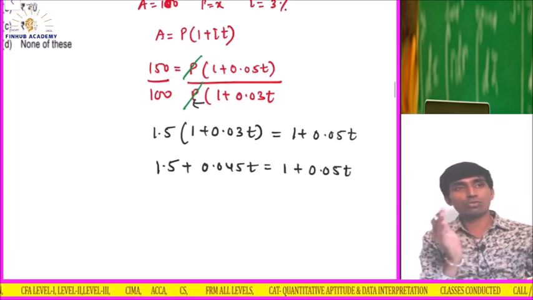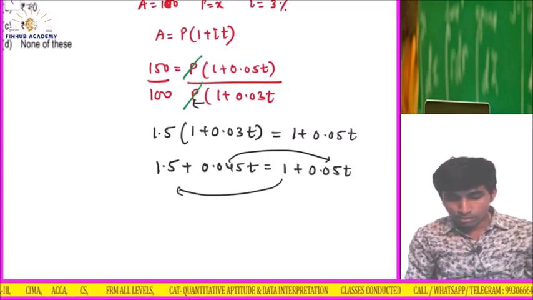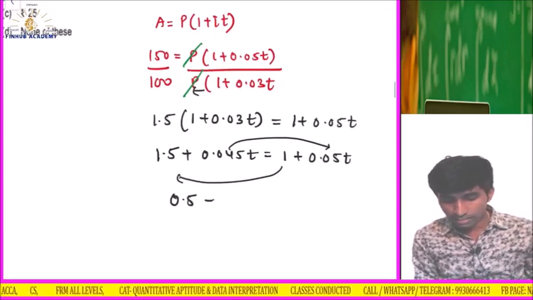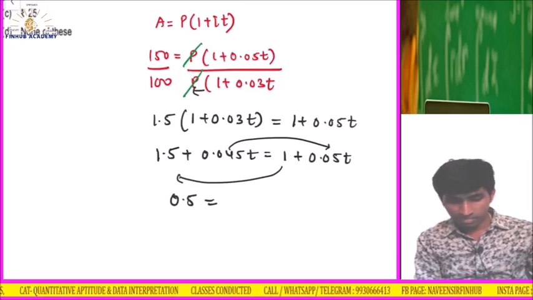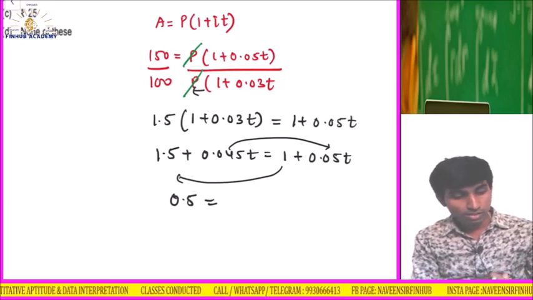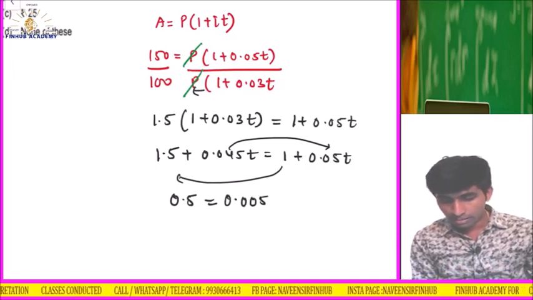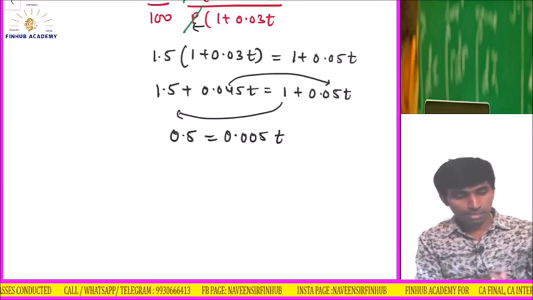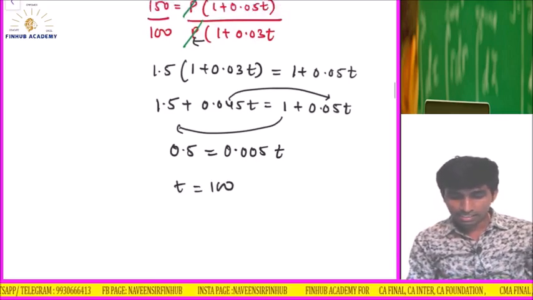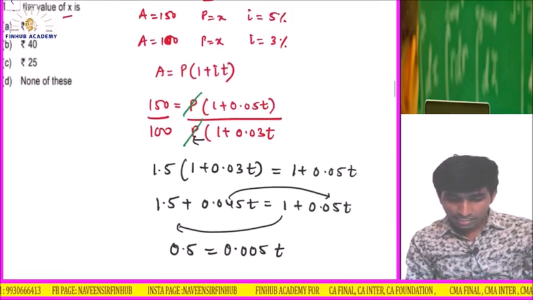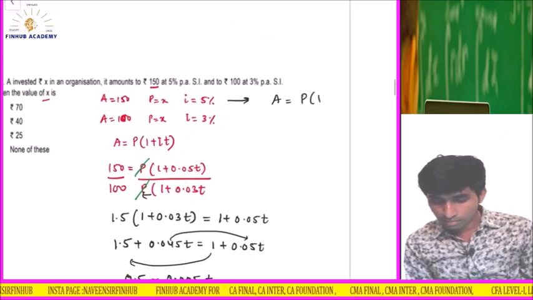I will take the T terms together, correct? Let's take this on this side so that I can get positive. 1 will come to this side. So 1.5 minus 1 is 0.5, equal to, let's calculate, 0.05 minus 0.045, okay, is how much? 0.005. 0.05 minus 0.045, answer is 0.005 T. So my T is how much? 0.5 divided by 0.005. So my T is 100. Okay, T is 100. So let's check here. I can substitute. Now here since I know the amount, A is equal to P into (1 plus IT).